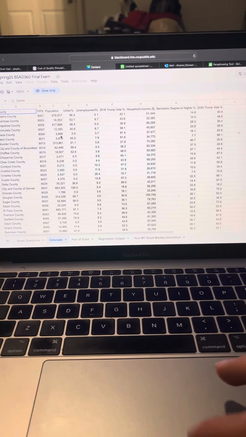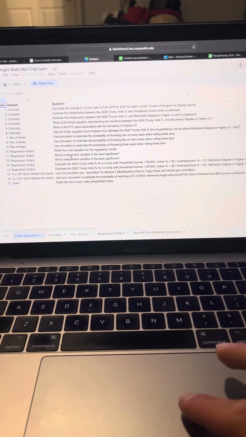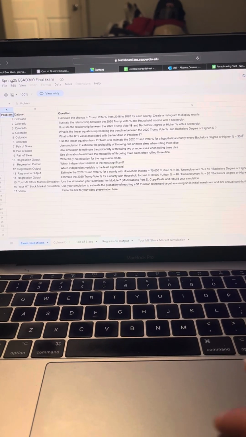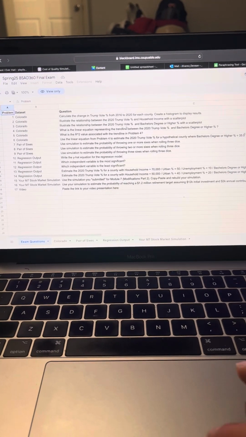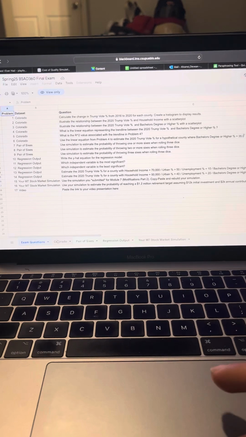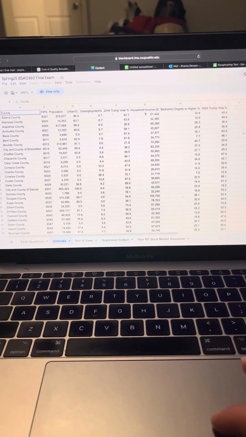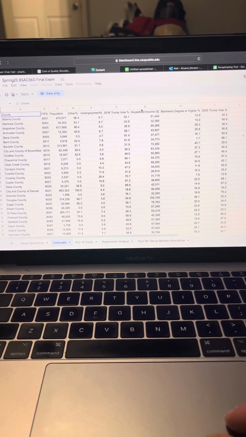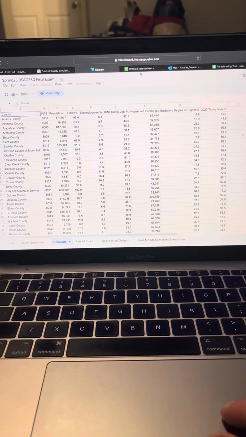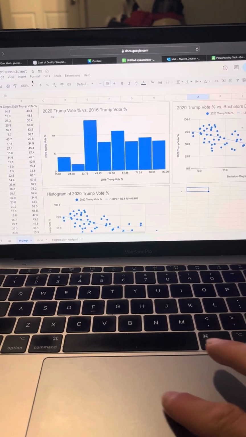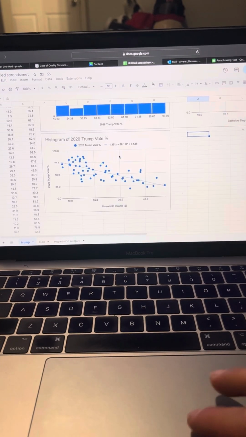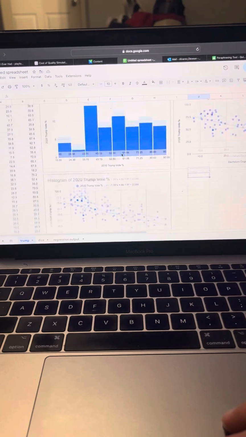And then for number two, it was illustrate the relationship between the 2020 Trump vote percent and the household income with a scatter plot. For that one, I had to go back to this tab and get the household income and Trump vote here. And same thing, I go to insert, chart, and then except I choose scatter plot graph, which is here.